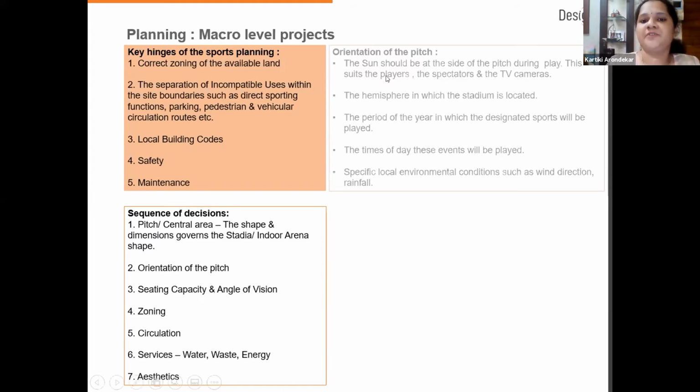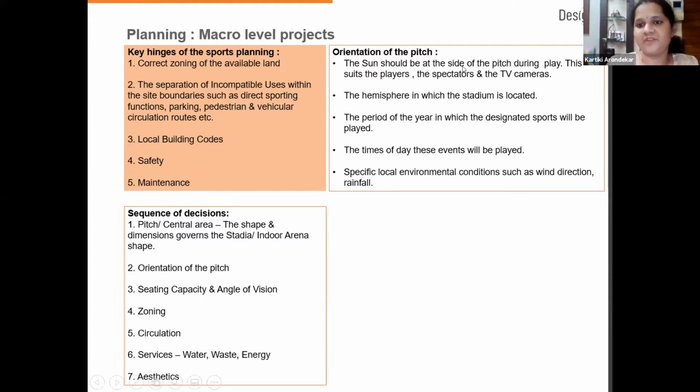So for the orientation of the pitch, the sun is a major factor. It always has to be at the side of the pitch during the play, and if you observe, the teams switch the ends of the pitch. Like in cricket, every over the end is switched, or in tennis, after each and every game or set the ends are switched by the players. Why so? Because it has to be ultimately a fair game for each and every player. The benefit or drawbacks of the sunlight should be supportive to both the players.